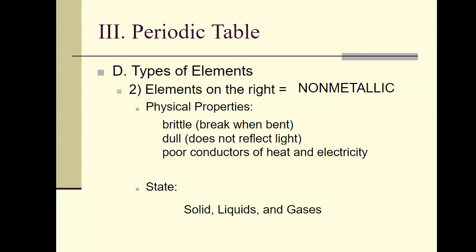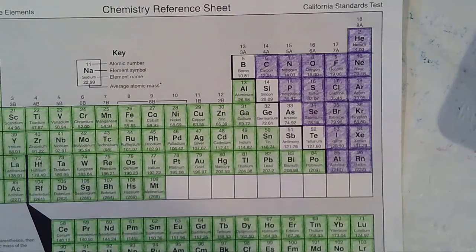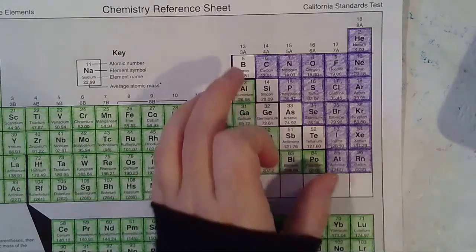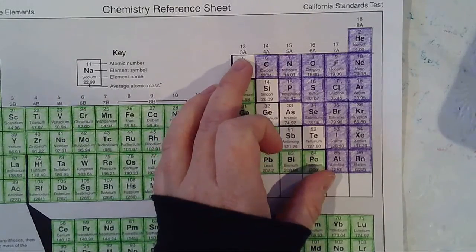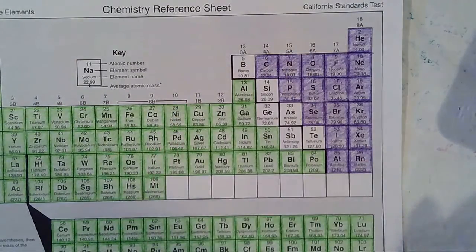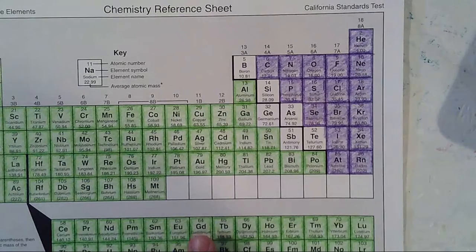Most of them are actually gases. All the halogens are gases, except for bromine. Bromine is the only other liquid on the periodic table. The noble gases are gases, obviously, but things like carbon, phosphorus, and sulfur are solids. Here we can see I color-coded the nonmetals on the right side of our periodic table to be purple. I just wanted you to have a visual of those.